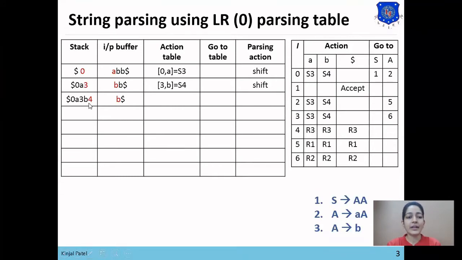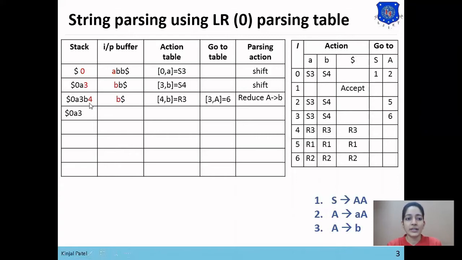Now we'll check for the entry from 4 on B in the parsing table. From 4 on B, there is the entry R3, meaning our input in the stack will be reduced. So 4 on B equals R3. As the action is R3, our third production will be used to reduce the input, and B will be reduced by A. So here our B4 will be reduced by the non-terminal A. So reduce A derives B.